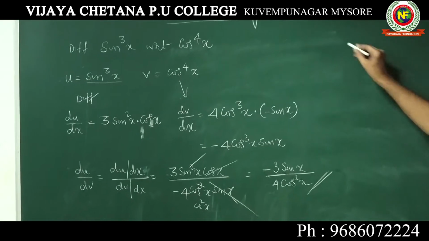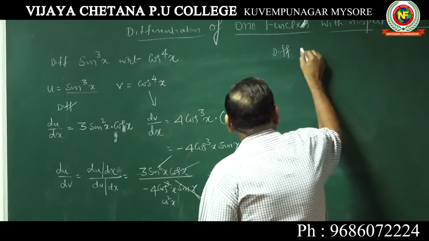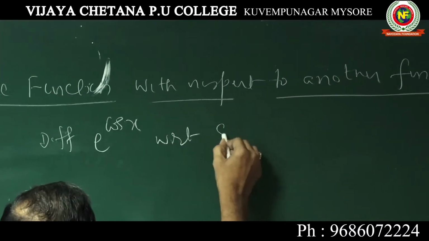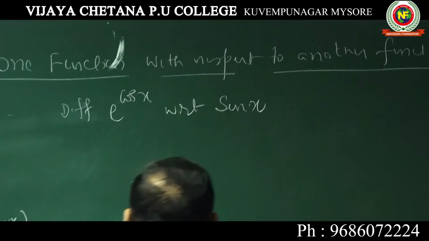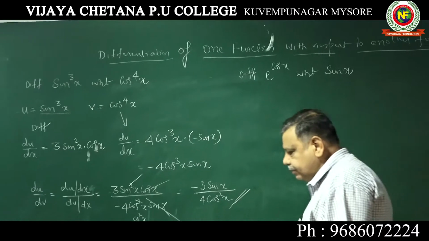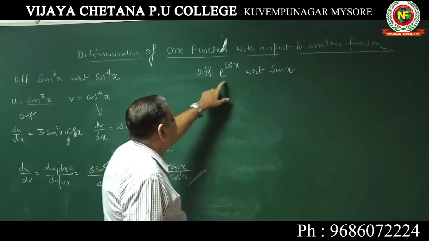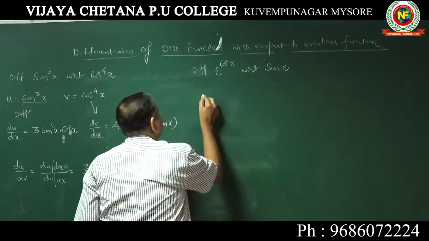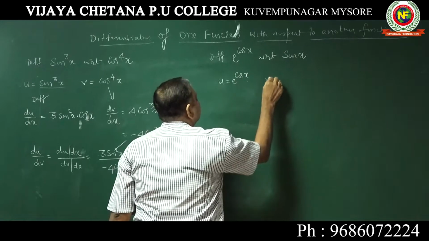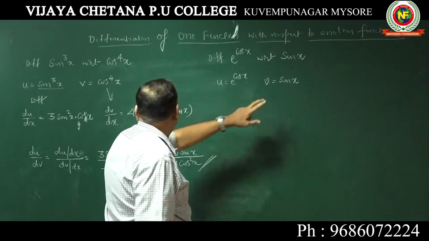Take down this one. Differentiate e to the power of cos x with respect to sin x. Differentiate e to the power of cos x with respect to sin x. Very important. One function is u and this is v. Take u as e to the power of cos x and v as sin x. This is u, this is v.